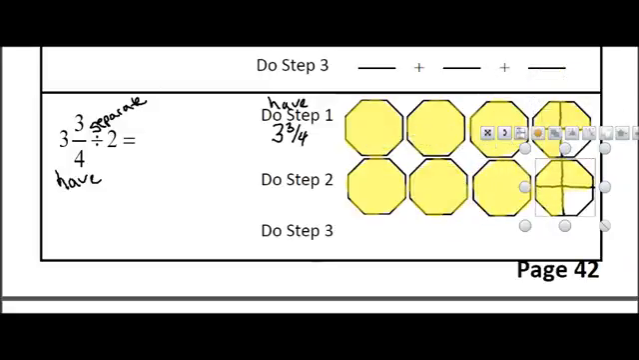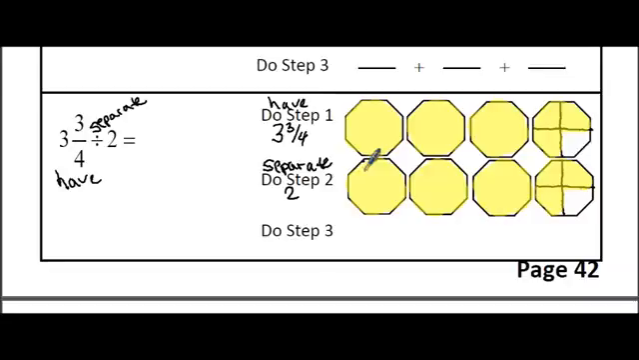So if I have 3 3/4, then I'm going to color in 3 of those octagons, and I'm going to split the last one into quarters, and I am only going to color in 3 of those quarters. And for step 2, I am going to separate that 3 3/4 into 2 groups. So if I color in the same amount as before, then I'm going to separate it into 2 groups.